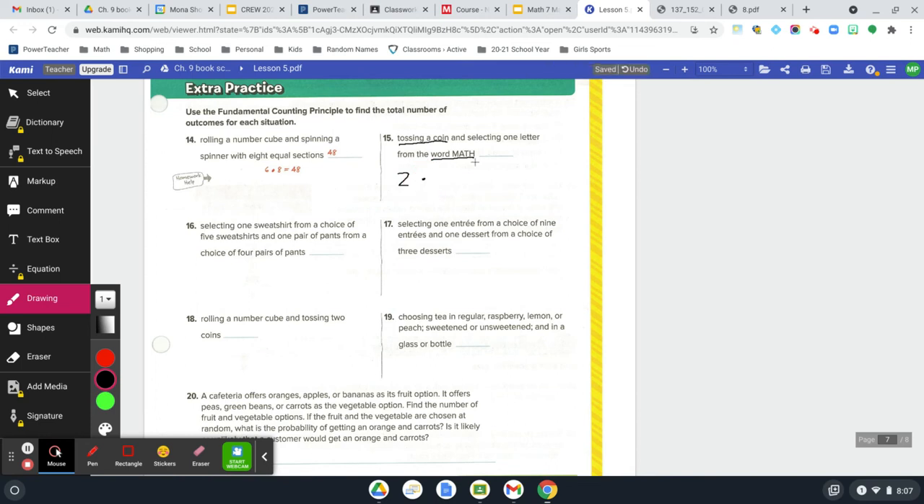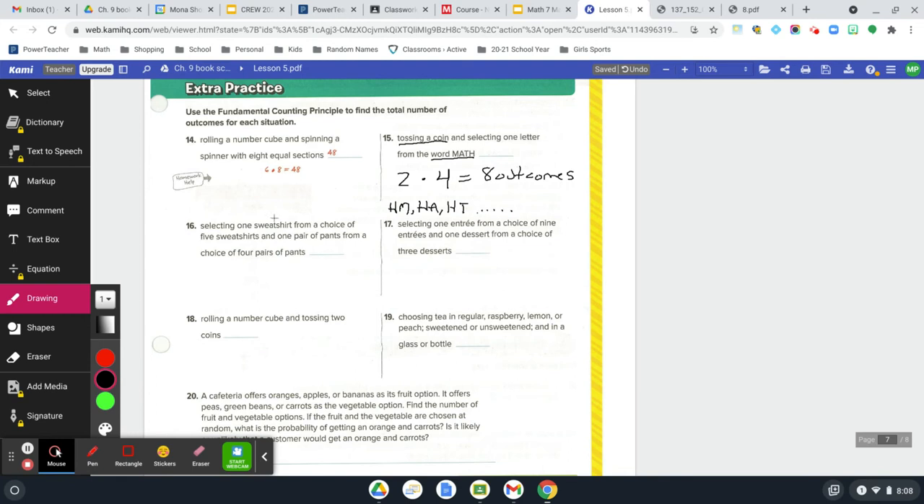Choosing one letter from the word math. Well, there's 4 letters in that word. So if there's 4 letters, 2 times 4, you'd have 8 outcomes possible, right? So you could get heads and the letter M. You could get heads and the letter A. You could get heads and the letter T, and so on. Okay, so you have 8 outcomes, and you would see those outcomes as the sample space if you chose to draw the tree diagram.